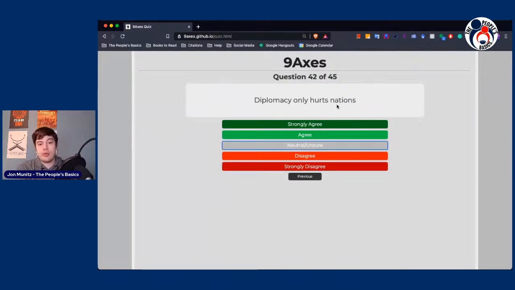Next, diplomacy only hurts nations. Strongly disagree. It usually can help nations be better. This is the exact opposite. Geez. Yeah, it's such a bad thing to be talking to other nations about how you can resolve your conflicts without violence. Whoa. Crazy idea.